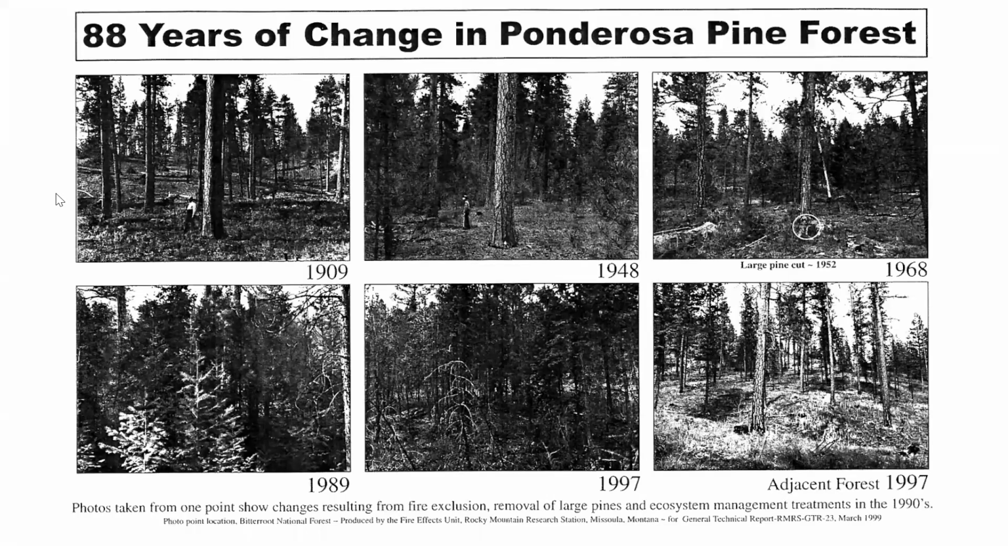This is not great resolution, but these are original photos taken from 1909 to 1968. And you can see this change in the structure of these ponderosa pine forests. So, a very open structure here, taken in 1909. And then you can see in the absence of fire, you've got this understory growing up. And then this large pine here was cut in 1952. You can still see the stump here in 1968.